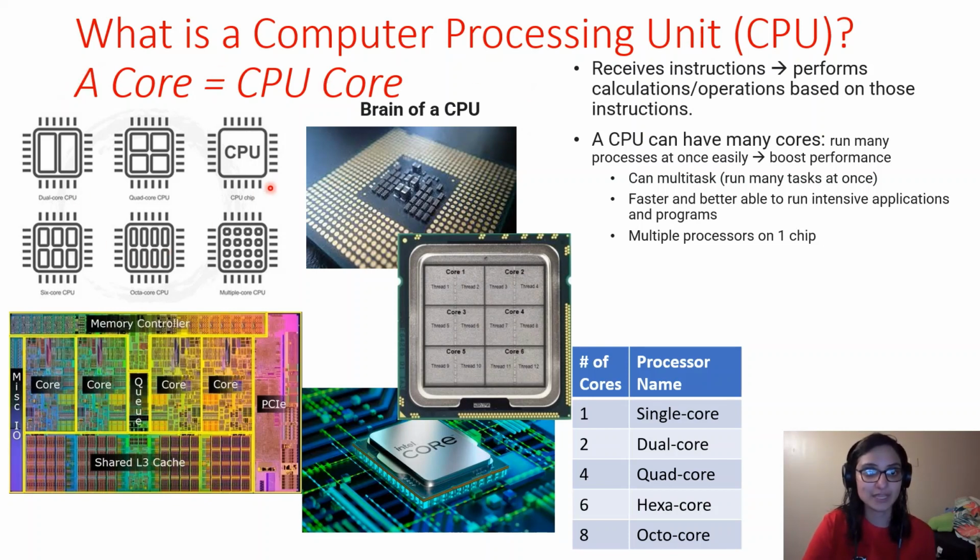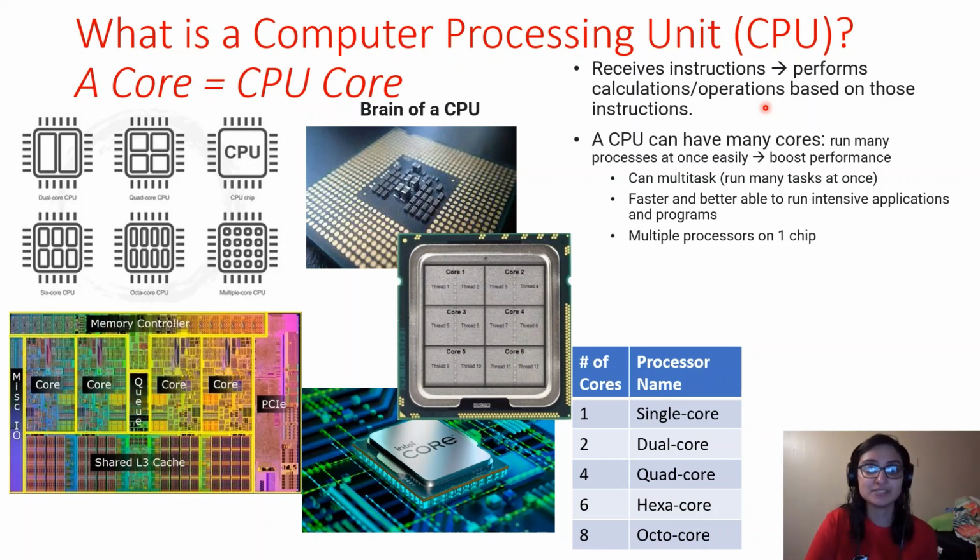So we can see if we have a CPU chip here, we could have a dual core, just two cores here, a quad core, four: one, two, three, four, six core, six of these little rectangles, octa-core, eight of them, multiple cores, so many of these. And we can see all these cores here, like on an Intel Core. What we can see is that a core is able to receive instructions and then perform calculations or operations based on those instructions.